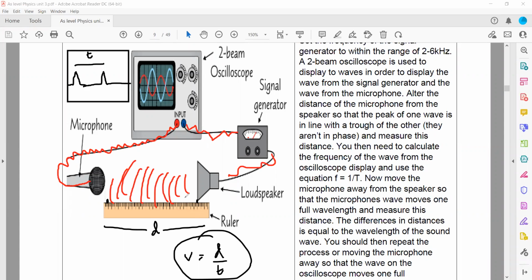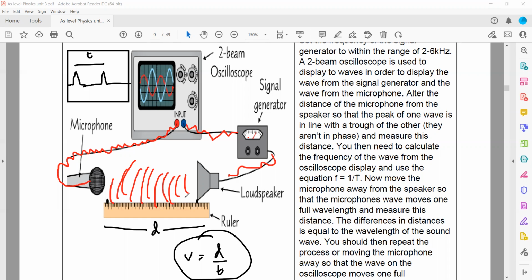Why are we not using a stopwatch here? The problem with the stopwatch is that it is a short time interval, so it will have a higher percentage uncertainty, and it is difficult to identify the two sounds, the moment the sound originates from the source and the moment it is received. That's why we use the two beam oscilloscope rather than the stopwatch.